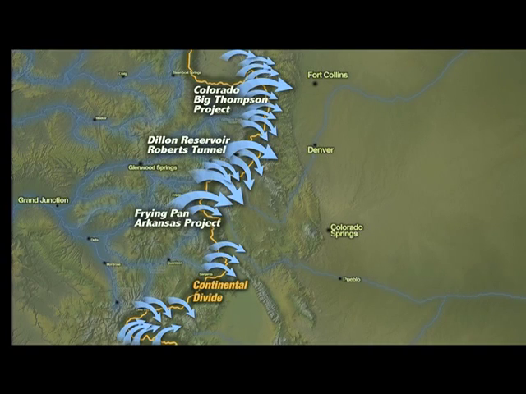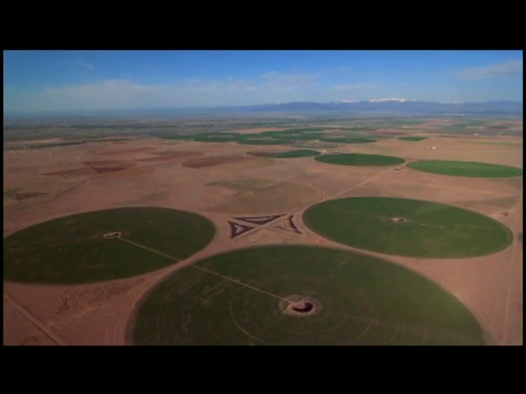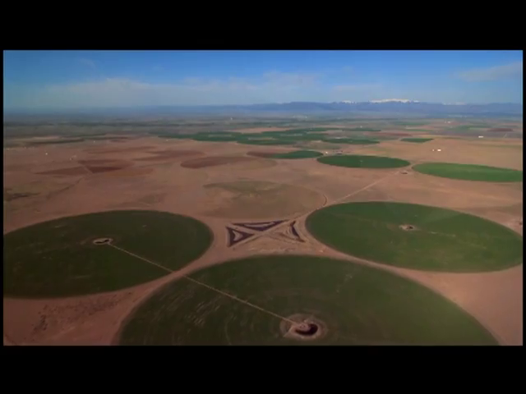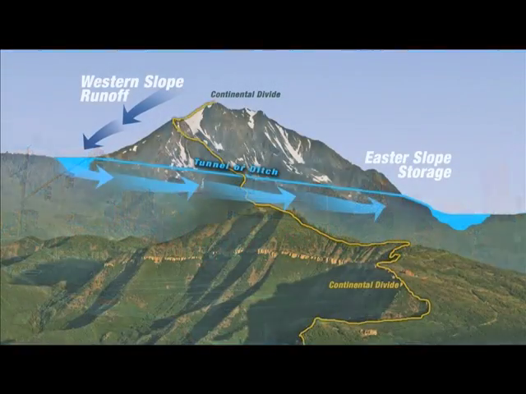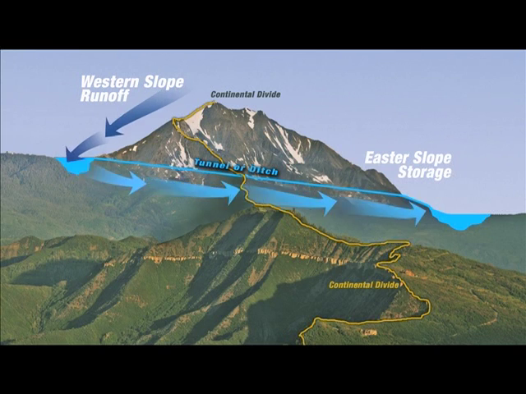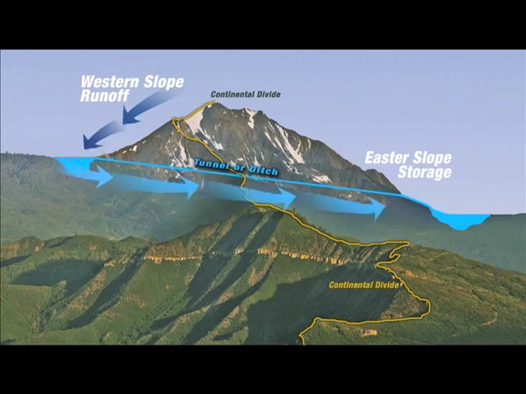Today, 12 major transmountain diversions, as well as many smaller ones, carry about 25% of Colorado's share of water in the Colorado River system from the west slope to the east slope. This water helps meet the needs of traditional agriculture and rapid urbanization on the Front Range. A transmountain diversion takes water from west slope river systems and carries it to the Front Range. Most transmountain diversions require tunnels that are drilled through the Continental Divide.